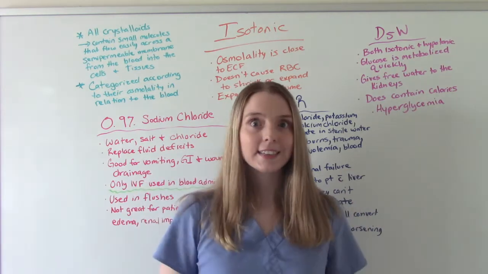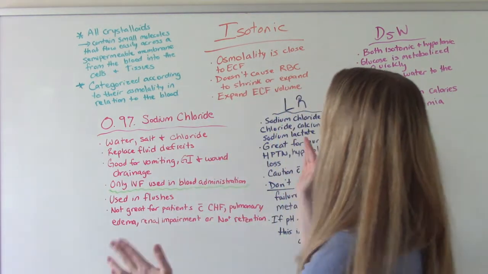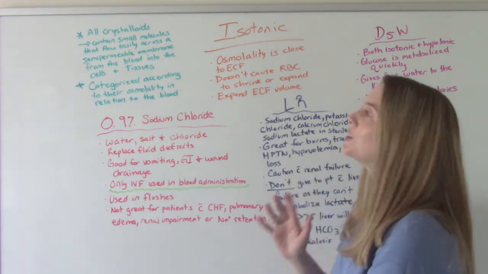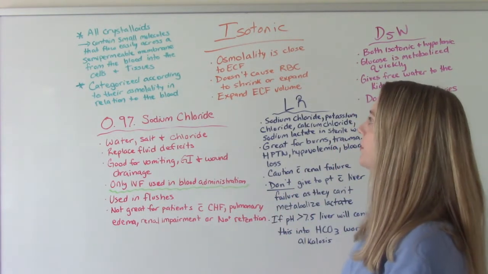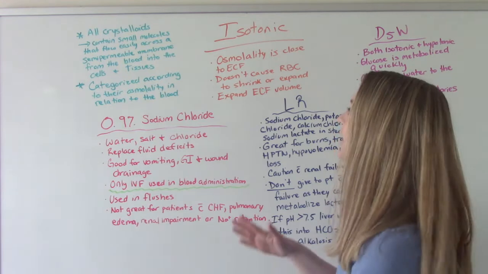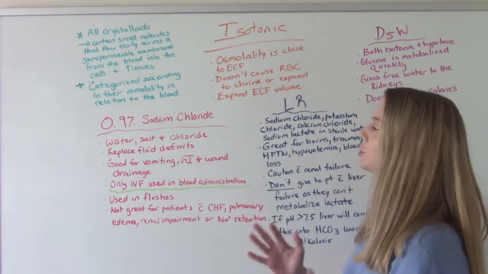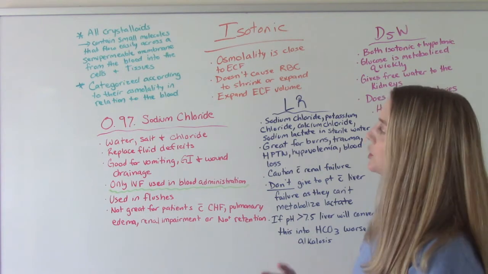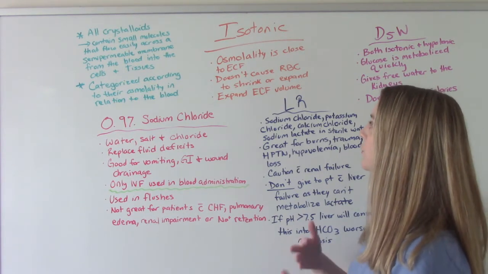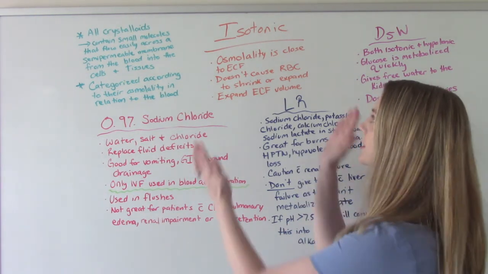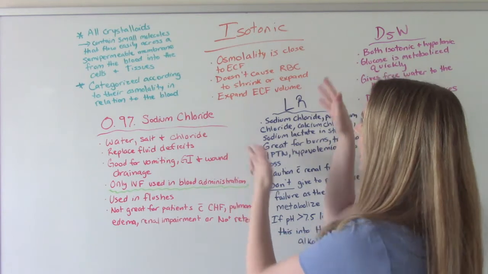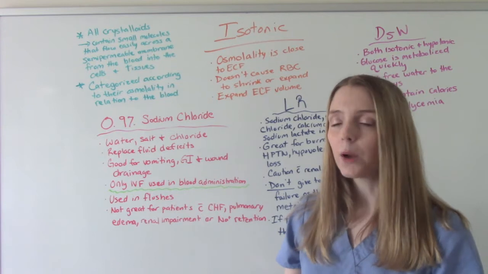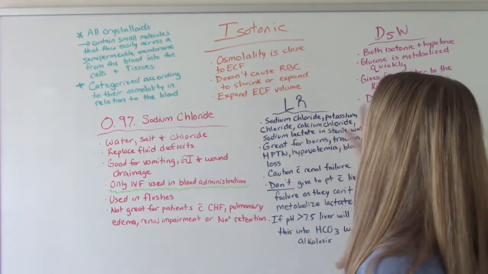Let's start with isotonic. Their osmolality is the closest it could possibly be to our extracellular fluid, which is a good thing. So they don't cause our red blood cells to shrink or expand. Their job is actually to expand our extracellular fluid volume. So these are ideal in people who have fluid volume deficit. And the other thing I wanted to point out is the most commonly given ones.